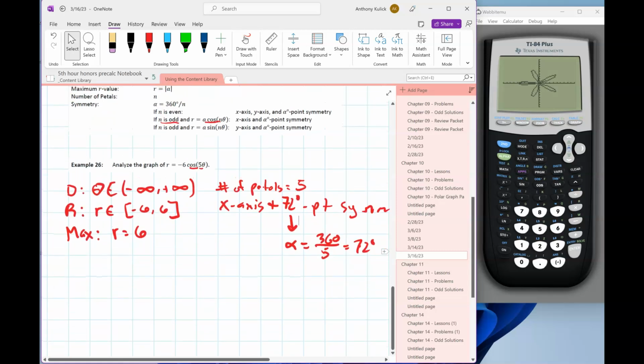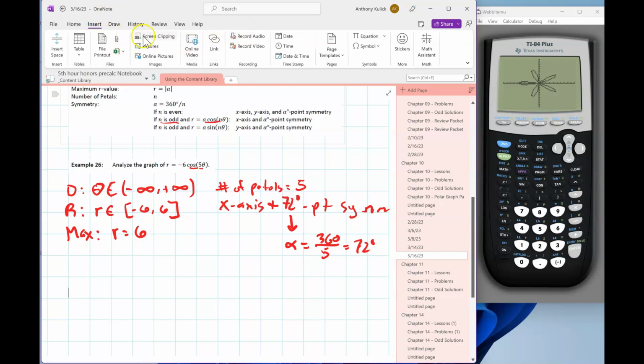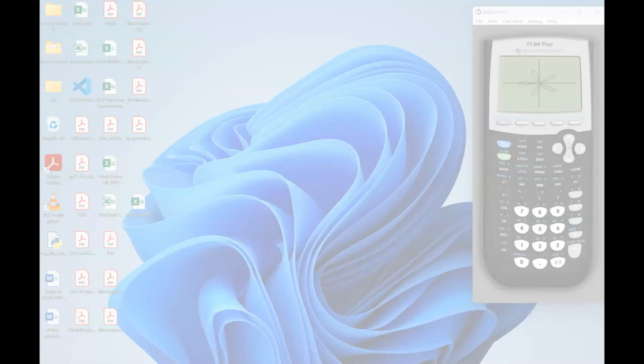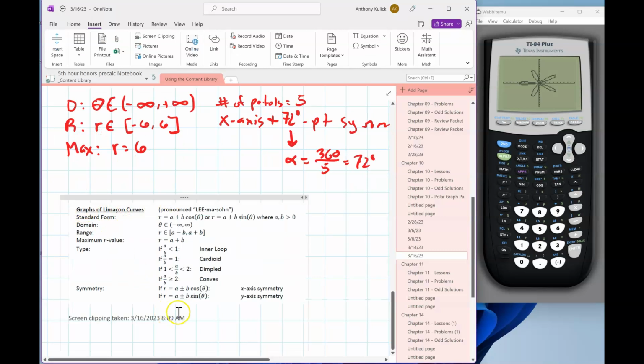All right. The other type that we have is called a limaçon curve. That weird little C with the tail on it. Spanish people, what's that thing called where we have a C with a tail? Is that a Spanish letter or is that some other language's letter?